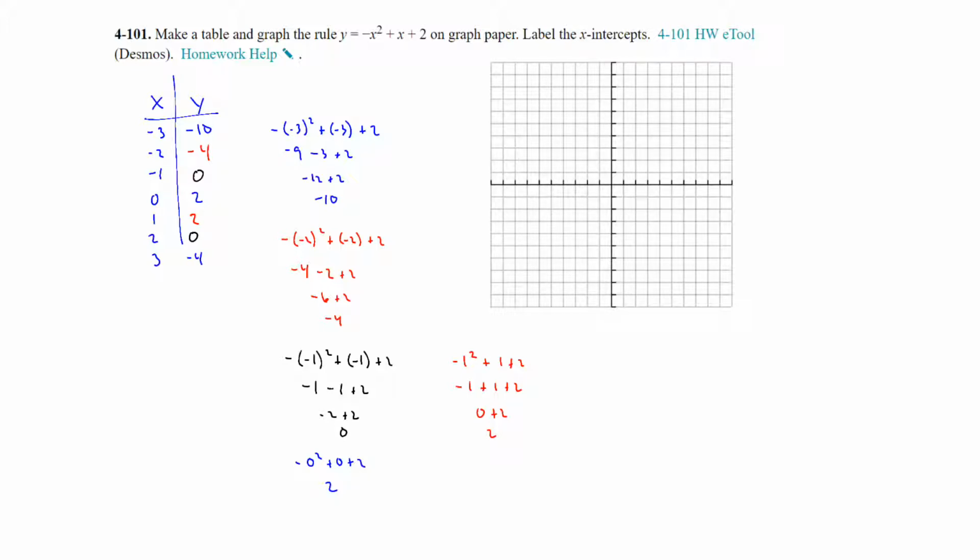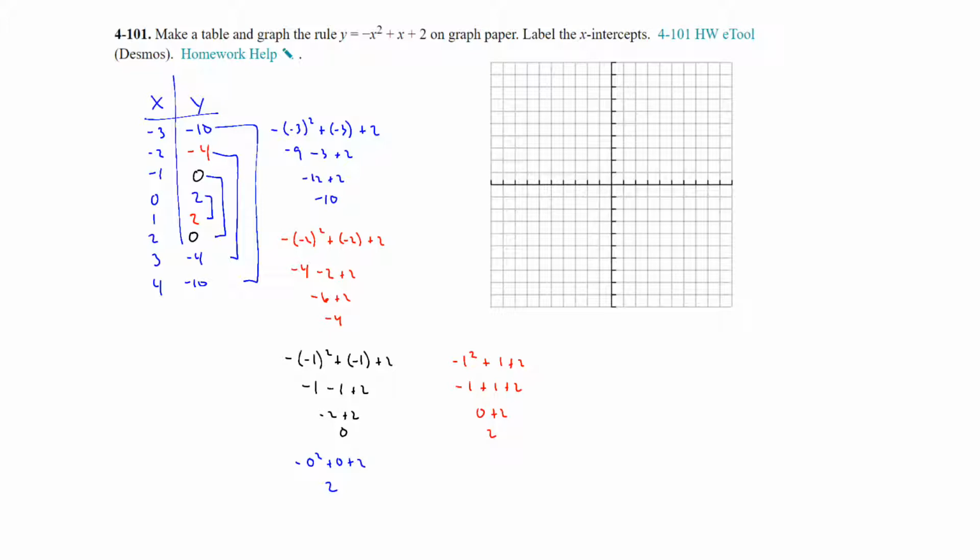And you can see I did negative 3, which was negative 10, negative 2 is negative 4, negative 1, 0. 0 is at 2, 1's at 2, 2's at 0, 3's at negative 4. And so once I saw that pattern repeat here, I just did the same thing for 2 and 3 and can do it again for 4 at negative 10 there. Okay, so I'll just plot these points and then we'll graph the parabola and label the x-intercepts.